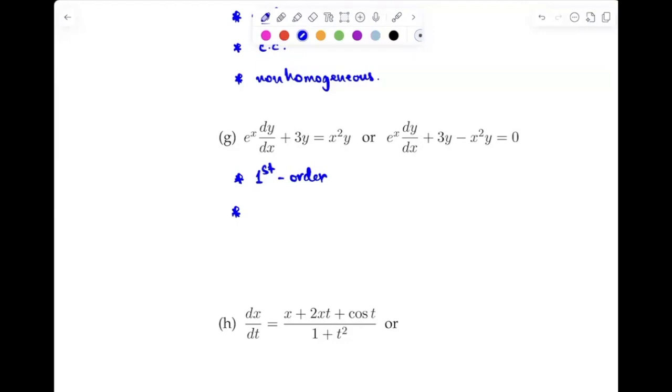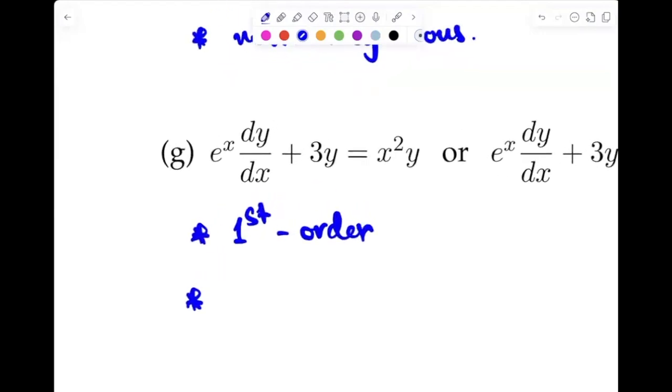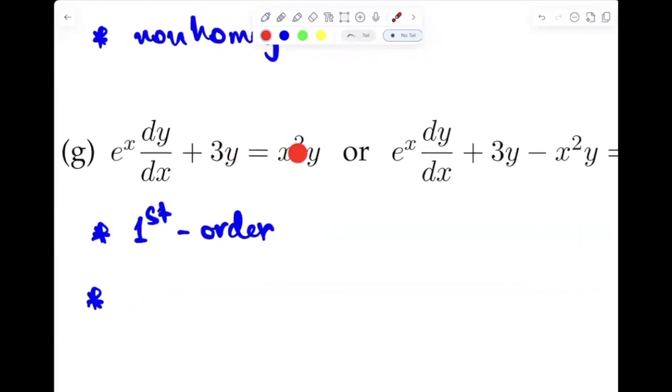It's a linear equation. So let's walk through this. dy dx doesn't multiply with the dependent variable or another derivative. Even though it's multiplied with e to the x, that is the independent variable. So this is linear still. 3 times y, this is of course linear. And of course x squared times y.